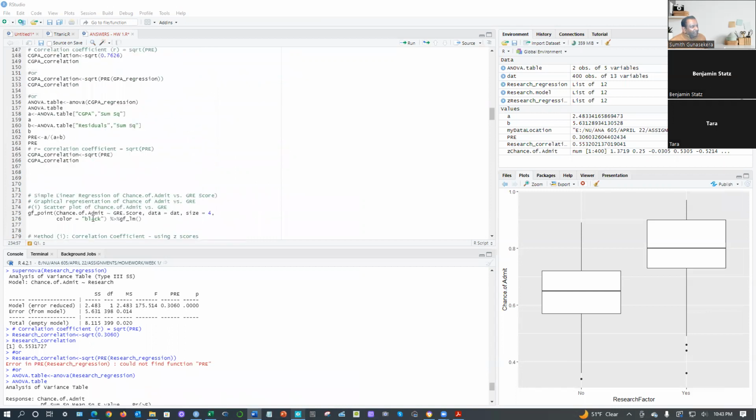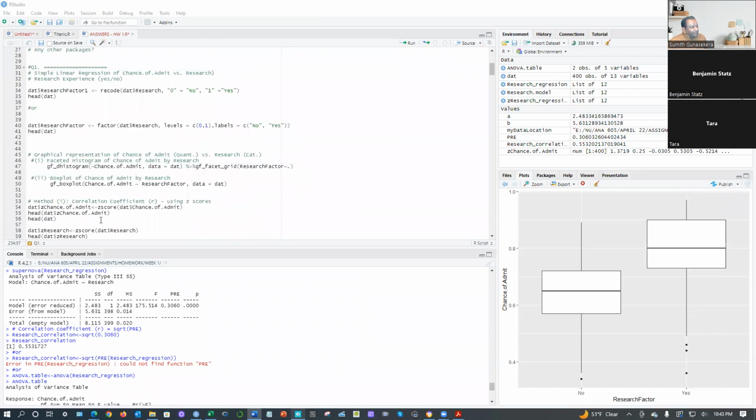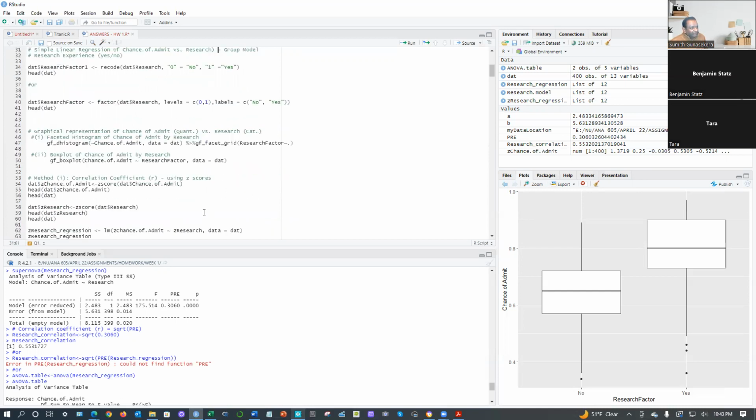Actually, to make it clear, I'm going to come back here. This one is simple linear regression, but I would like to say group model, to be more elaborate. I write here simple linear regression, I would say group model. Make it group model. The second one, because the explanatory variable is categorical.